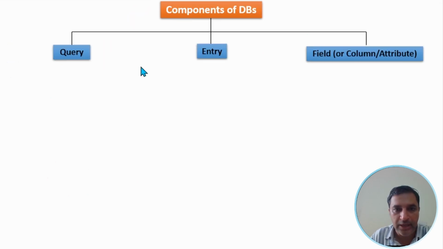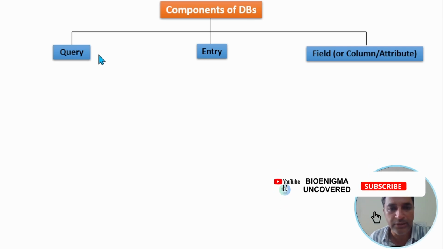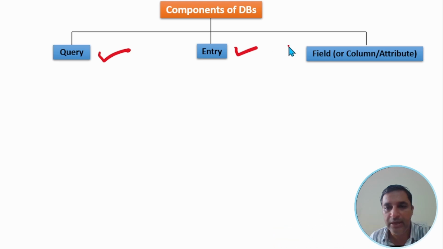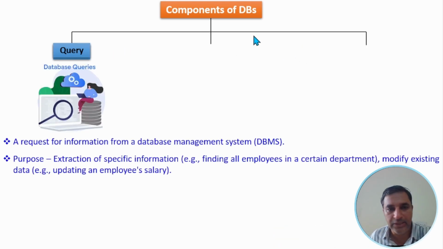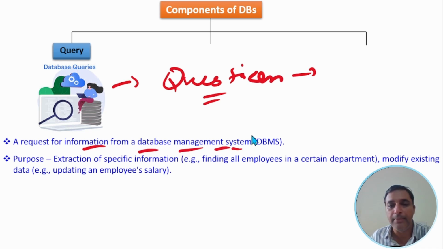Let's move forward and understand some basic key components of a database. There are three major components of a database. First is query, second is entry, and third is field or column attribute. Let's understand what a query is. A query is basically a question asked to the database. It is a request for information from a DBMS, the database management system.